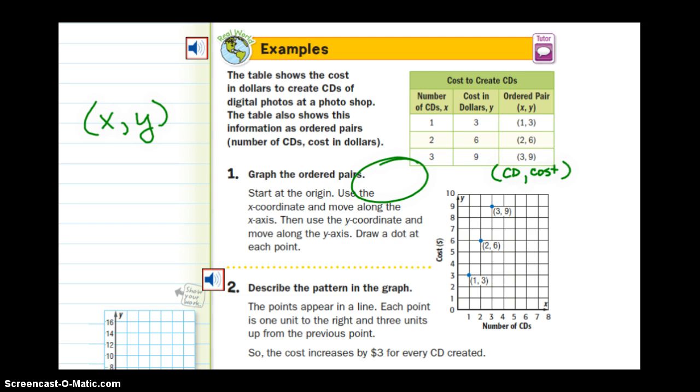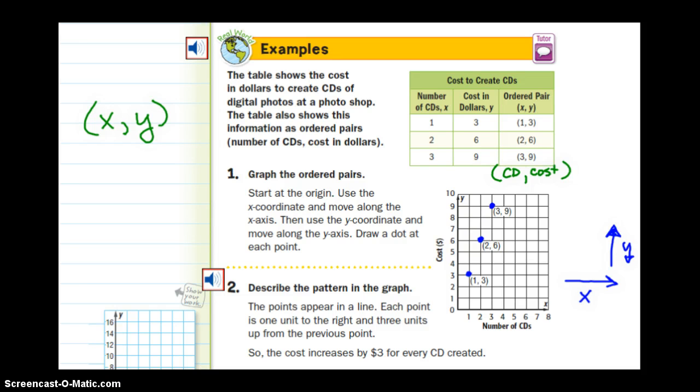Oh, look, we have a circle from the last time. We'll just erase it. All right, so we need to graph the ordered pairs. In this case, we go over. Remember, always go over and then go up. This is X, this is Y. So we're going to graph 1, 3. Over 1, up 3. Put a dot. Over 2, up 6, put a dot. Over 3, up 9, put another dot.